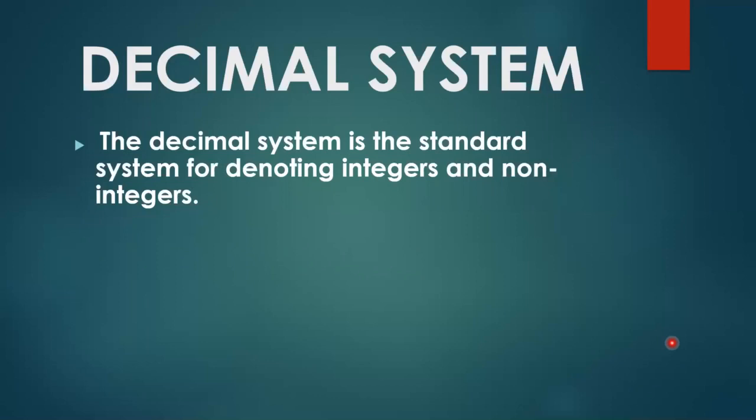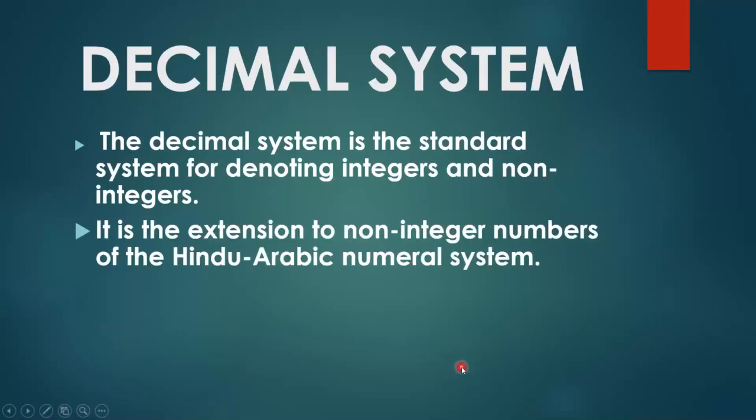It is a standard system denoting integers and non-integers, which means you can see the decimal numeral system in integers as well as non-integers. It is the extension to non-integer numbers of the Hindu-Arabic numeral system. So it is the extension, meaning it is expanded to non-integer numbers.